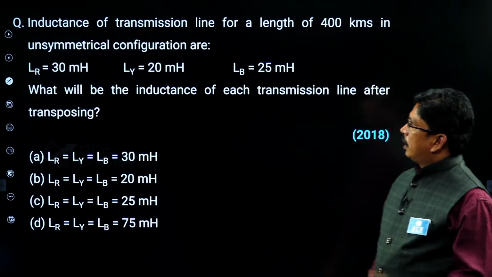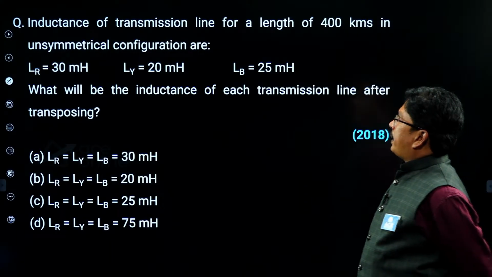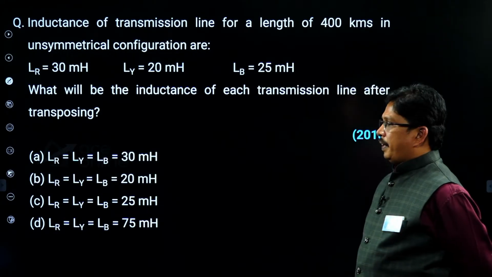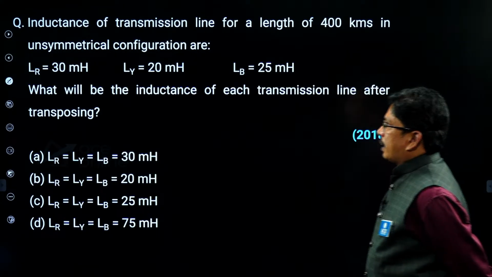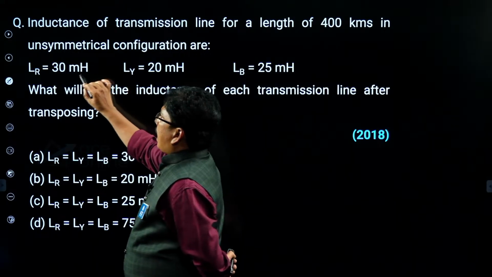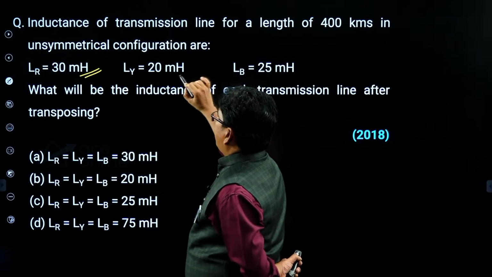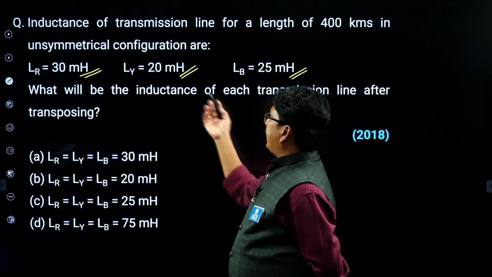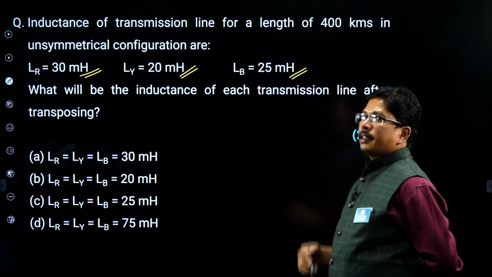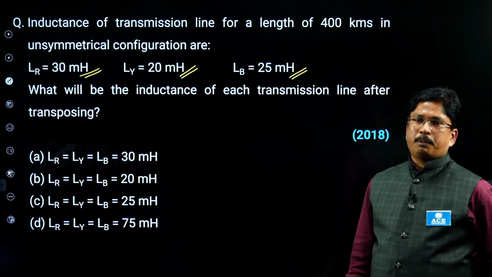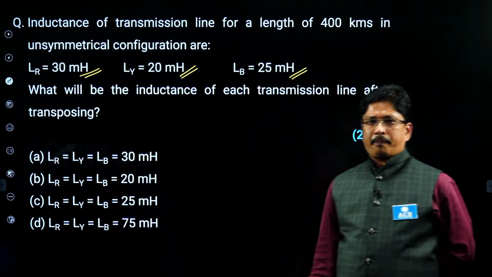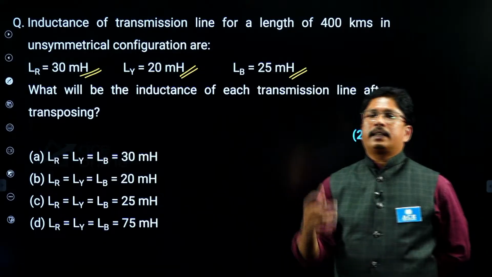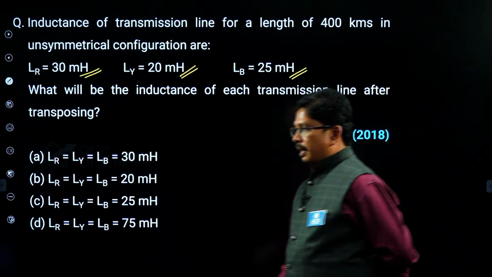Next, the inductance of a transmission line for a length of 400 kilometers in unsymmetrical configuration. When conductors are in unsymmetrical configuration, A phase, that is R phase, inductance is given as 30, Y phase inductance is 20, B phase inductance is 25. What will be the inductance of each transmission line after transposing? Before transposition the inductances are different. Once you transpose the transmission line, what is the equivalent inductance value?